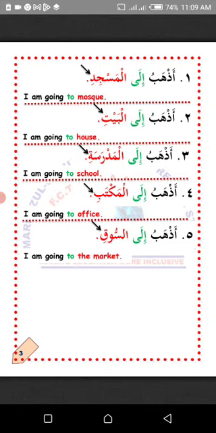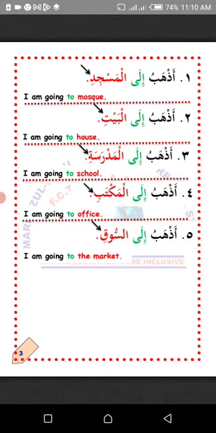Number 2. Adhhabu ila al-bayt. I am going to house. Number 3. Adhhabu ila al-madrasah. I am going to school. Number 4. Adhhabu ila al-maktab. I am going to office.